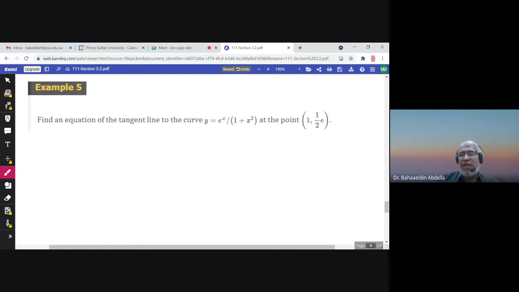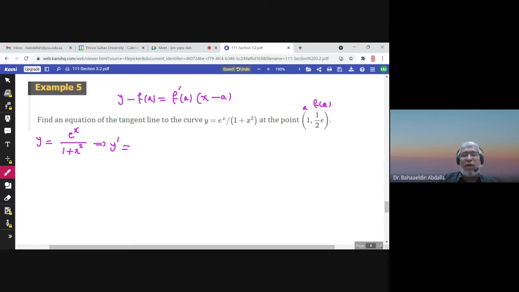Find an equation of the tangent line. You remember the equation of the tangent line? It's y minus f of a equals f prime of a times x minus a. And this is a and this is f of a. So we just need to find f prime of a or y prime of a. This is y, is e to the power x over 1 plus x squared.